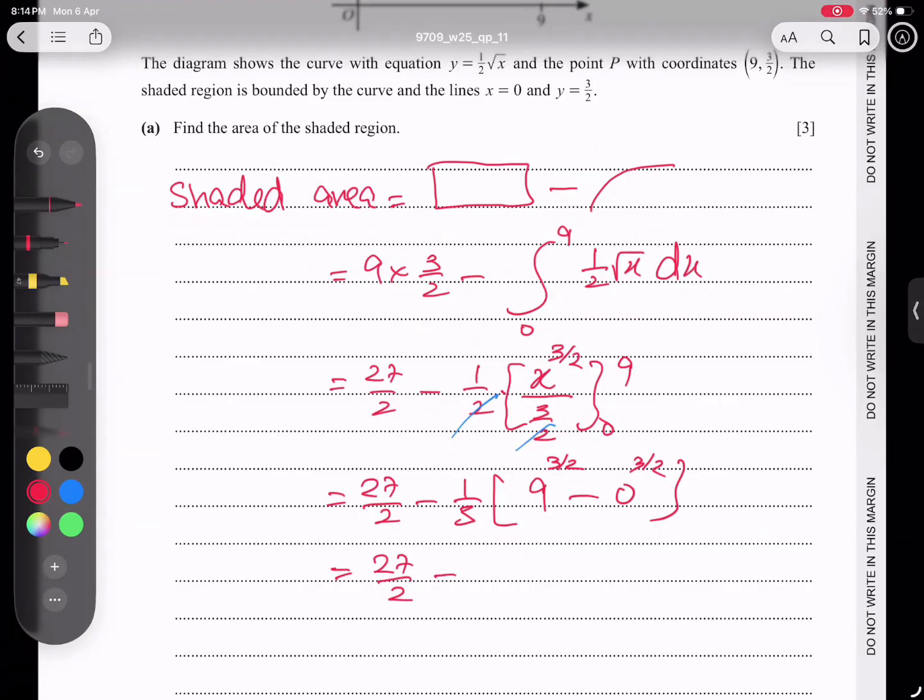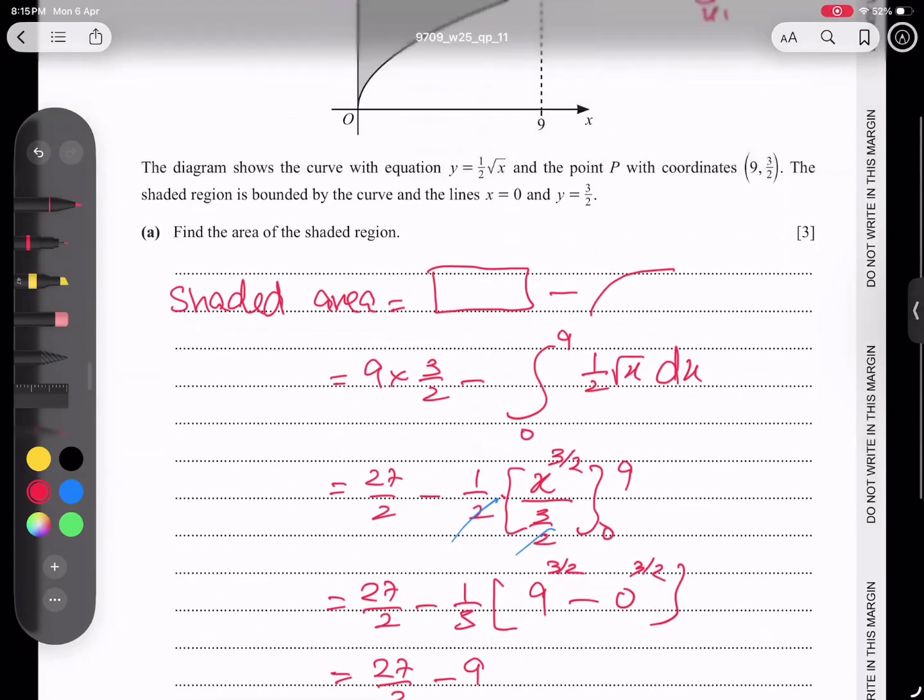27 divided by 3, I get 9. So I get 9 here. And 27 divided by 2 minus 9, I'm getting 4.5, or 9/2 unit square. So I hope it is very clear.